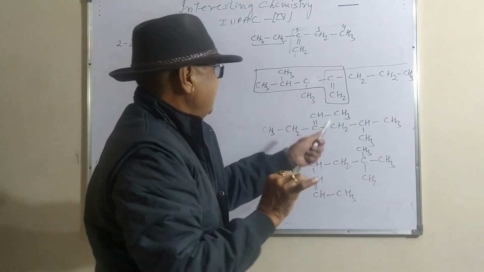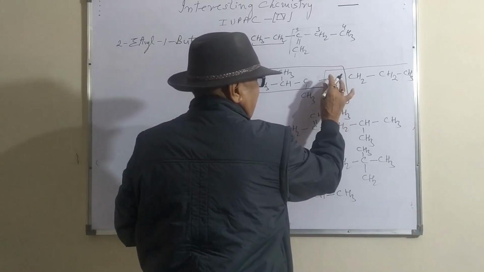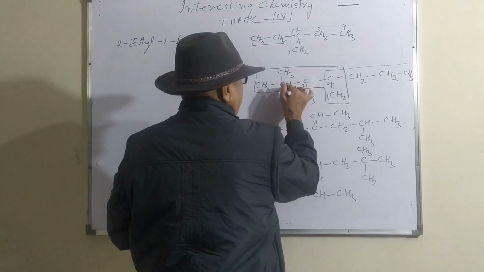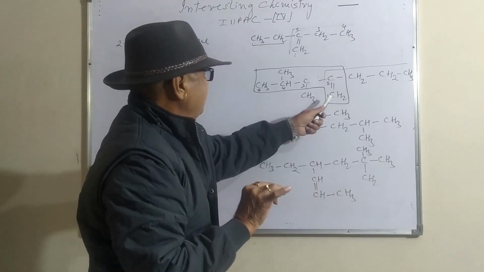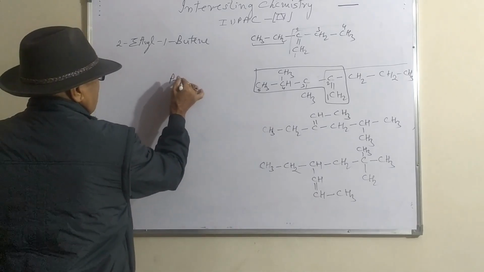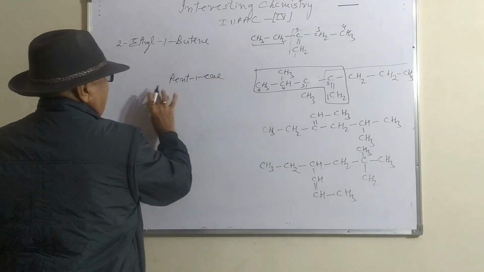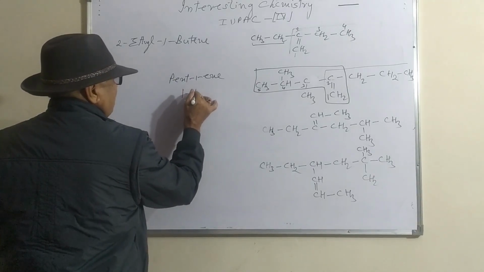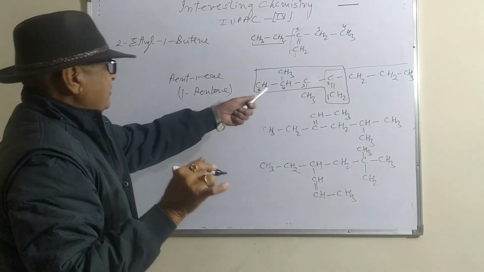Then count it. Here you will give the lowest number to the double bond. This carbon will be given 1, 2, 3, 4, and 5. The name of the parent compound will be 1-pentene, or you can write it in this way, pent-1-ene. You can write this, or 1-pentene.